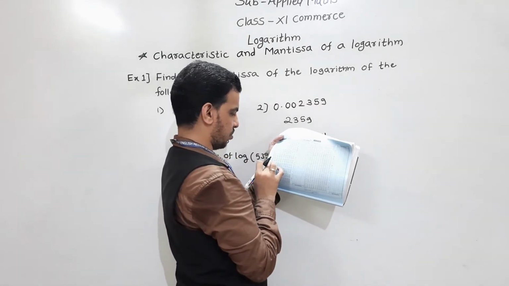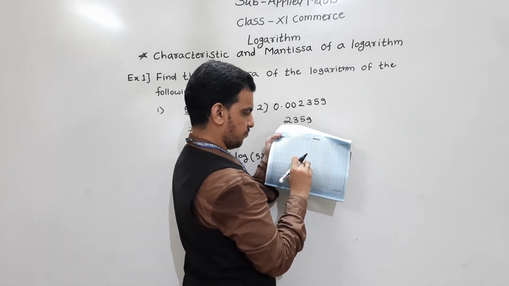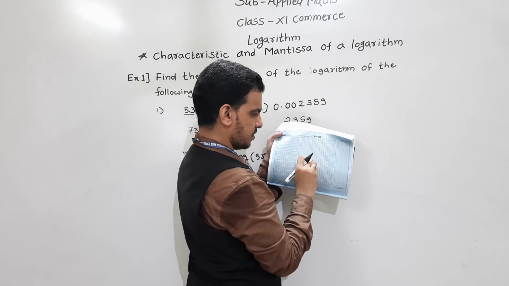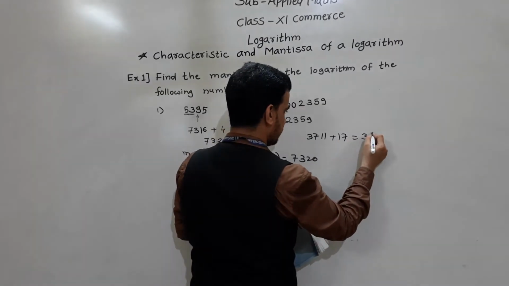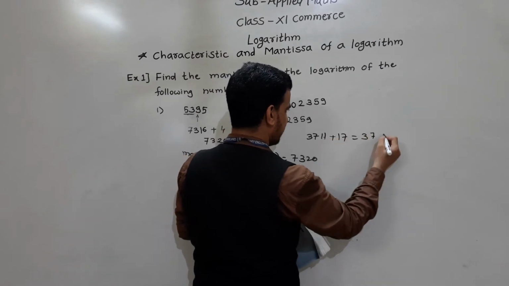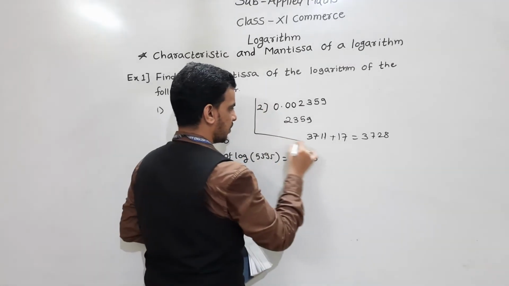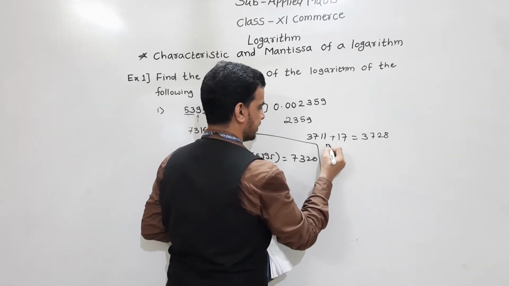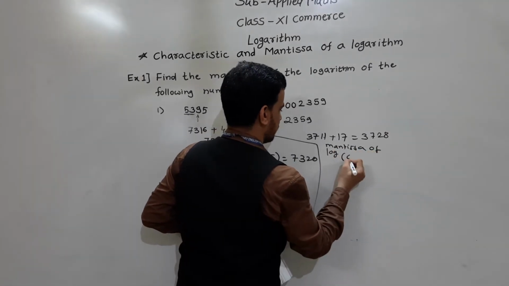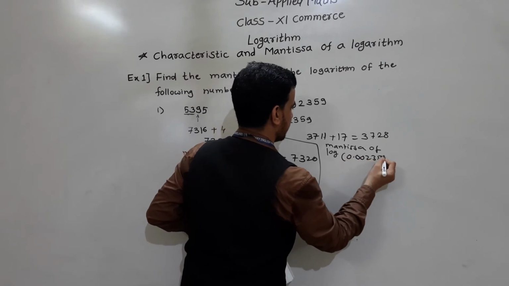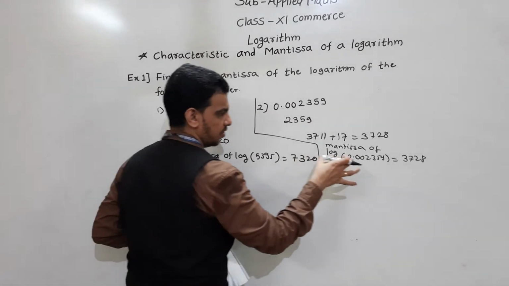So in that same row 23, in the mean differences column, which number is there? That is 17. So 3711 plus 17, that is 7 plus 1, 8, that is 3728. Okay, so the mantissa of log of 0.002359 is equal to 3728. Okay, this is a mantissa only, that is not a log.